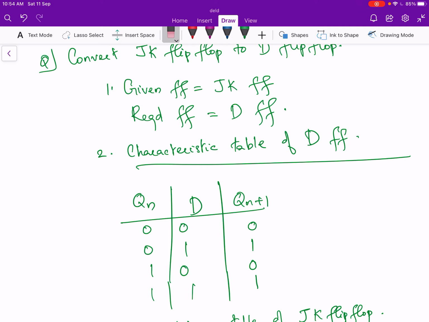So as you can see, when a clock pulse is applied, whatever value we are giving at the D input will be transferred to the output. On the application of a clock pulse, whatever value we are giving at the D input, that will be transferred to the output. So when we give 0, then Qn plus 1 will be equal to 0. The next state will be equal to 0, irrespective of the value of Qn. When we are giving 1, then Qn plus 1 will be equal to 1. Similarly, for the next two cases also, if we are giving 0, we will get 0 as Qn plus 1, and if we are giving 1, we will get 1 as Qn plus 1.